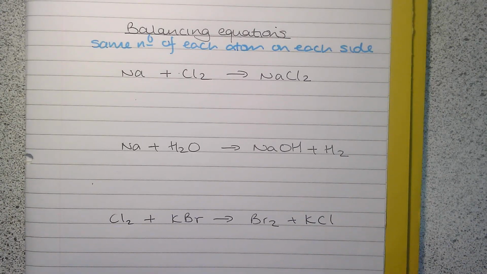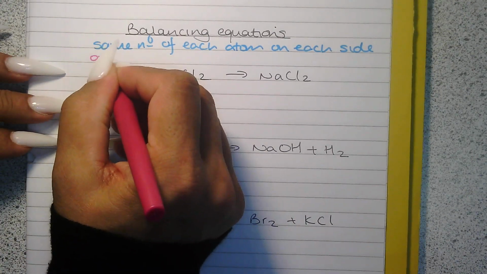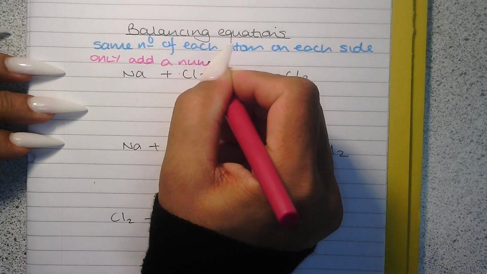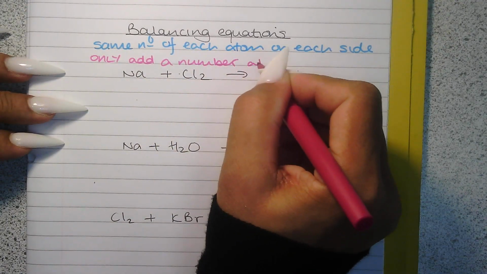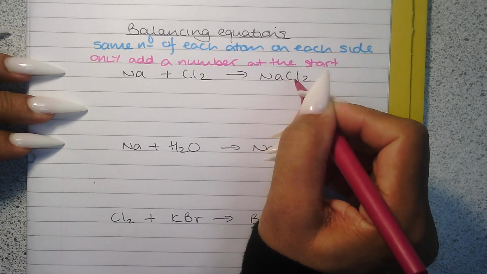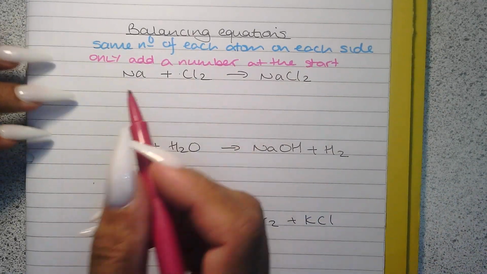Conservation of mass, mass of reactants equals mass of products. And there's only one rule when you balance an equation. You can only add a number at the start of something. Not in the middle, not at the bottom, just at the start.